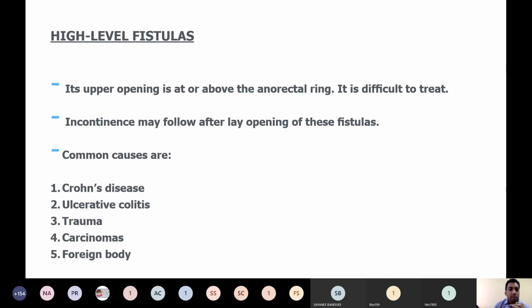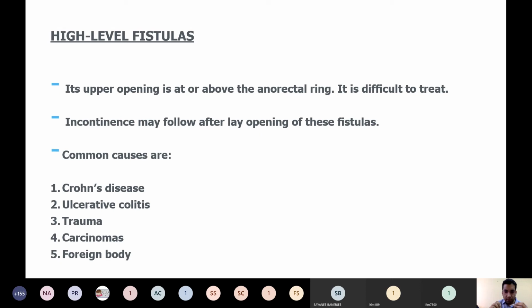Now, high level fistulas, here the upper opening is above the anal ring, that is the anorectal ring. It is difficult to treat. Incontinence may follow after laying open of these fistulas. See, we discussed that higher up it is extrasphincteric. It doesn't involve either external sphincter or internal sphincter, but there is a high chance of you injuring the external sphincter. Hence, incontinence is one of the possible complications of such surgeries.